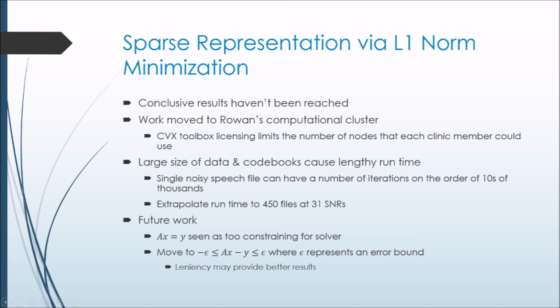Additionally, we're looking at switching up the equation we're using to, instead of doing A times x equals y, moving towards the norm of A times x minus y being less than an epsilon, where epsilon represents an error bound, because the exact equality may have been too constraining on the solver.